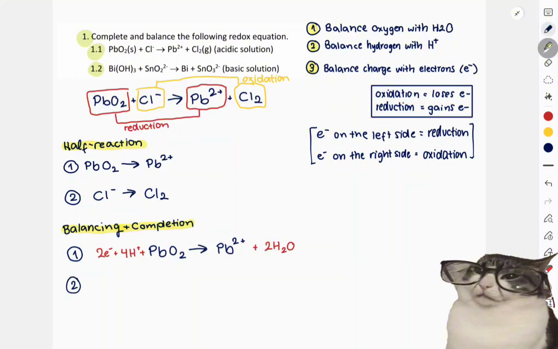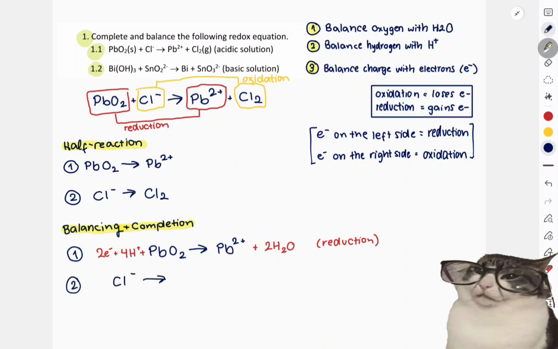So when the electrons are placed on the left side or on the reactant side of the equation, it is automatically a reduction reaction because you are gaining electrons. Now let's move on. Let's balance the other half reaction.